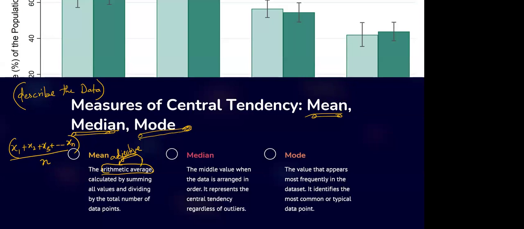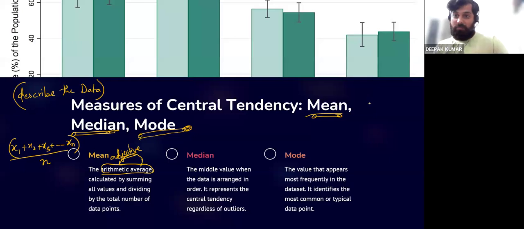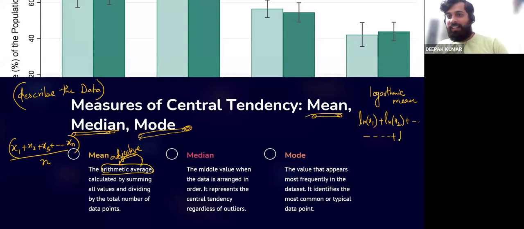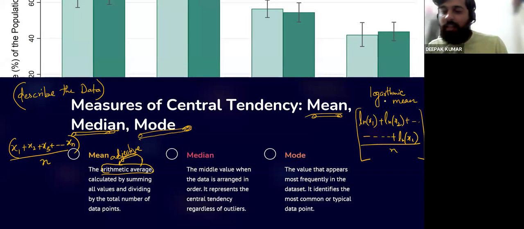Logarithmic mean. Big term. Actually, what Janji is saying, logarithmic mean is simply taking the log of all these x1, x2, and taking the mean out of it. So ln x1, ln x2, and this one, ln xn, divided by the total number of numbers. This is what I hope, am I correct, Janji? Logarithmic mean. So where do we do such things?